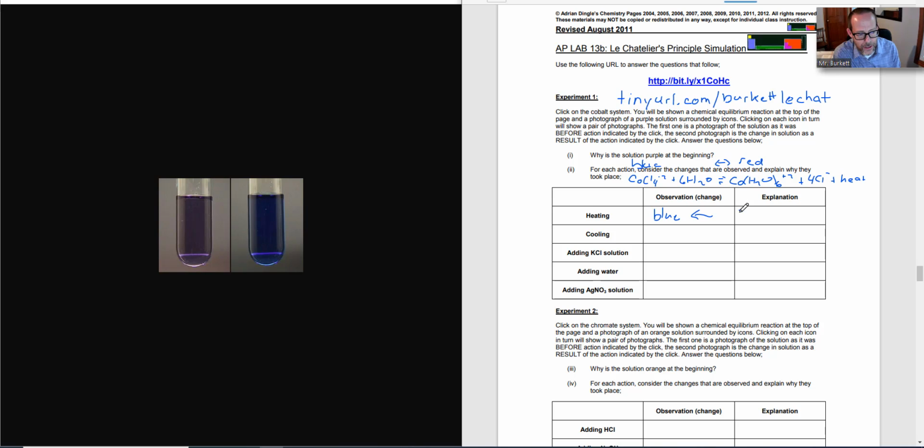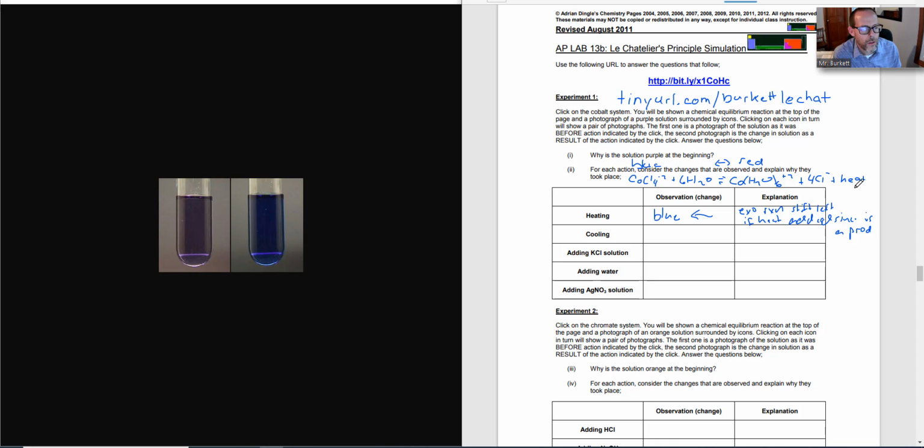Exothermic reactions shift left if heat added, since heat is a product, or something along those lines.